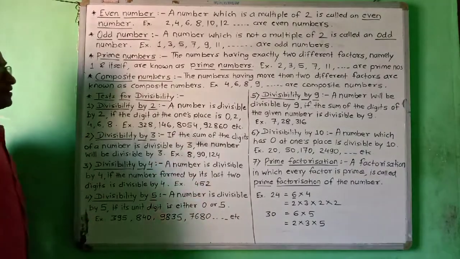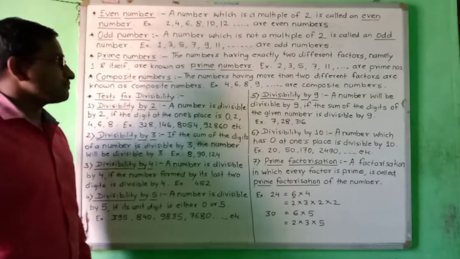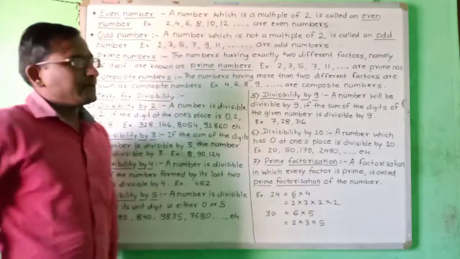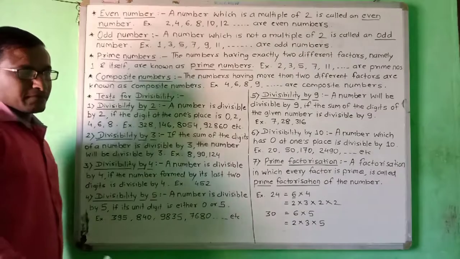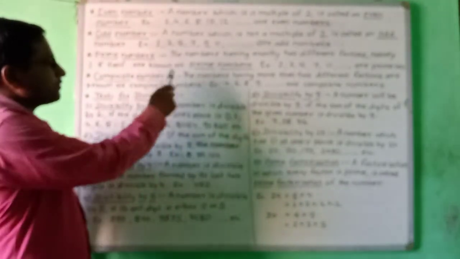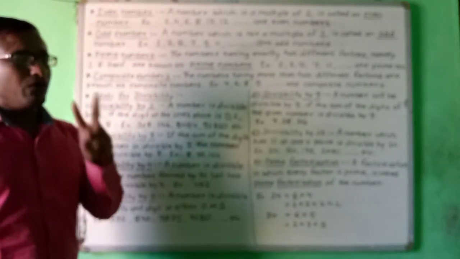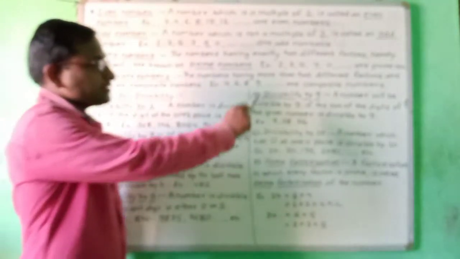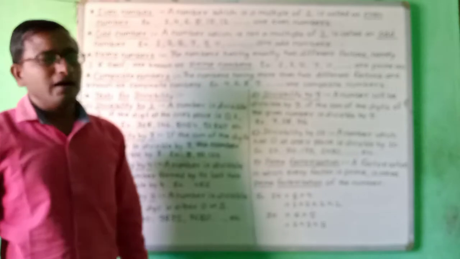Next, prime numbers. A prime number means a number having exactly two different factors, namely 1 and itself. Numbers having only two factors, 1 and itself, are called prime numbers. Examples of prime numbers are 2, 3, 5, 7 and 11.